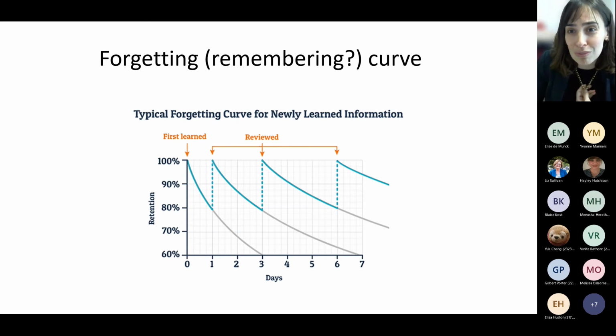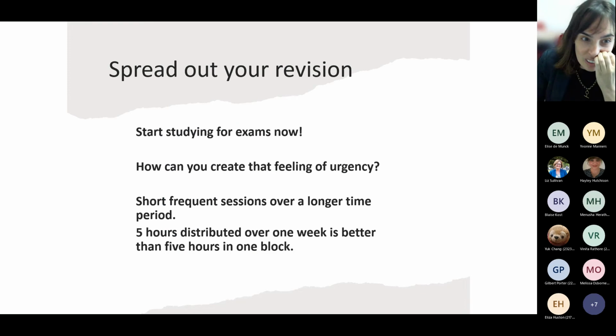It's super stressful. There's a lot to learn. So it's not just that cramming is stressful because you're wondering if you're going to get through all of it. It's also that you're doubling up on that learning. So if you spread out your revision, start studying for exams right now, you're not going to forget what you're studying by the time exams come around. You'll actually have encoded it better.